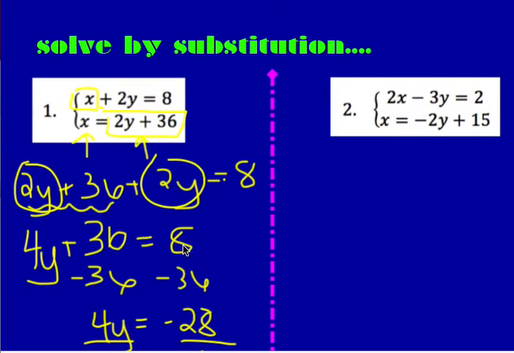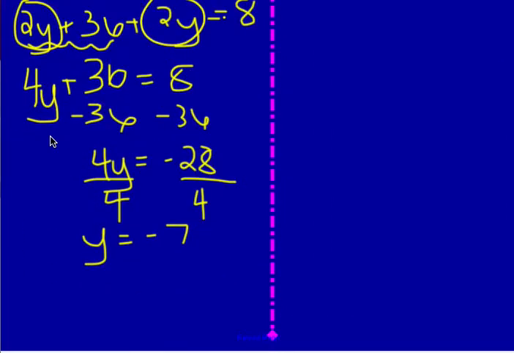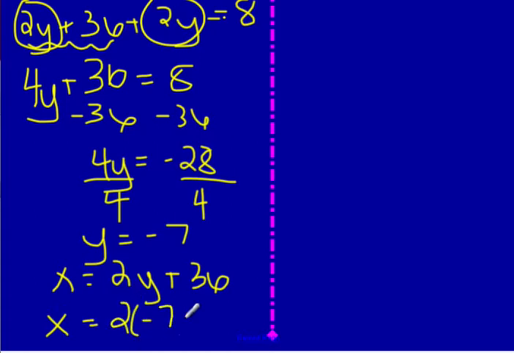Once I know what y is equal to, I can plug it into whichever equation I want. I could plug it into that one, or I could plug it into that one. Here's the trick: on number 1, the second equation is already solved for x, so that's an easier equation to plug it into. I always like making my life easier. So I have x is equal to 2y plus 36. Now that I know y is equal to negative 7, I'm going to take the y out and put negative 7 in instead.